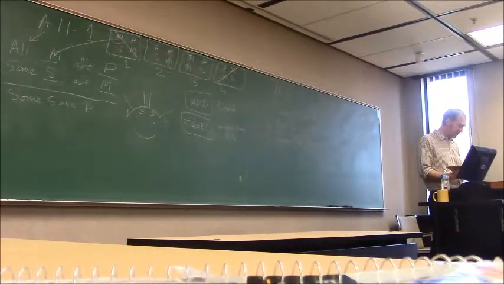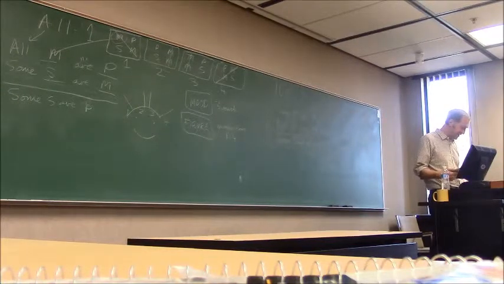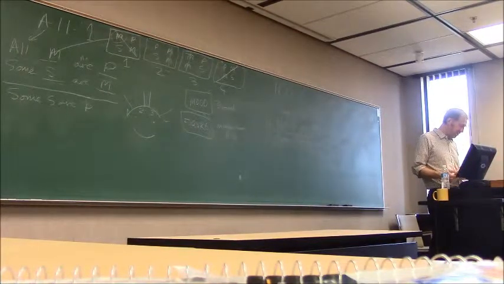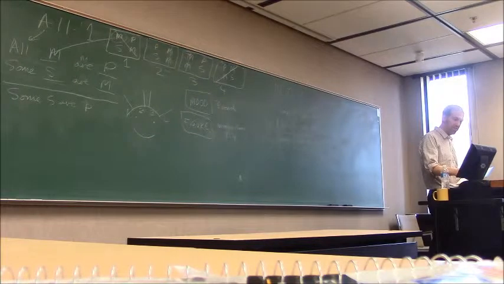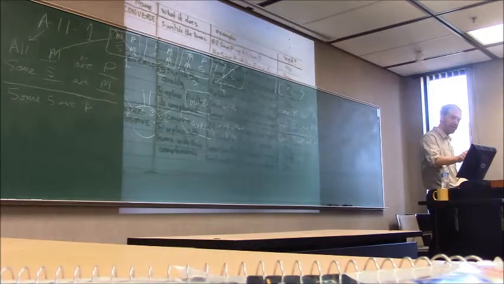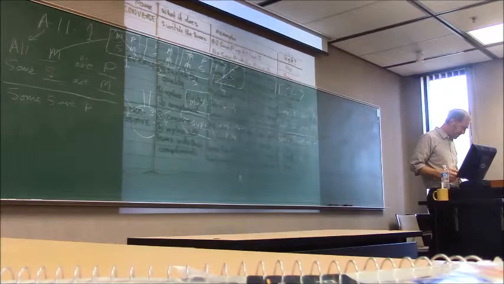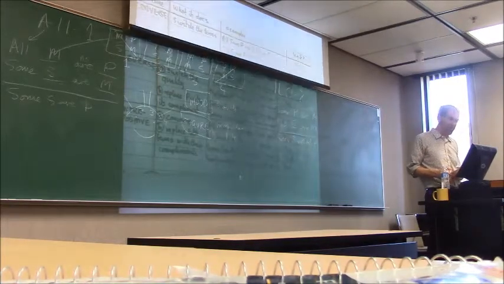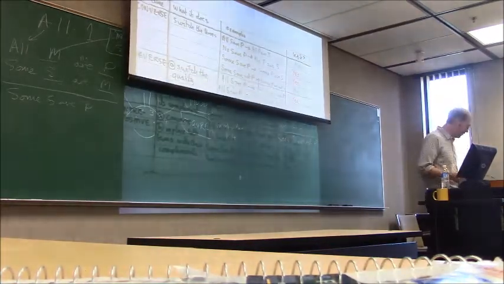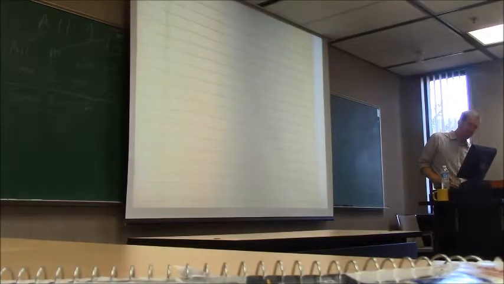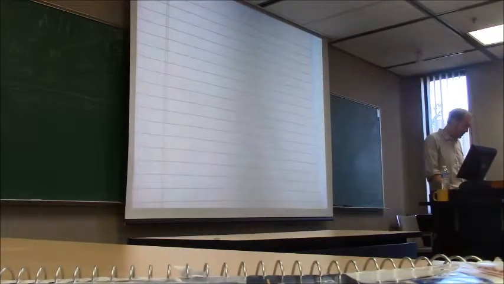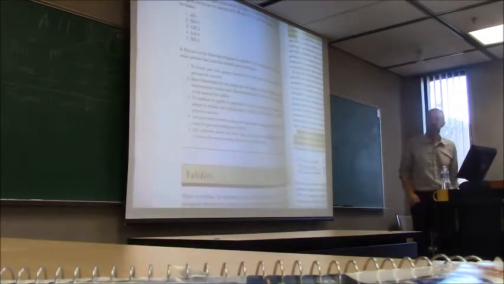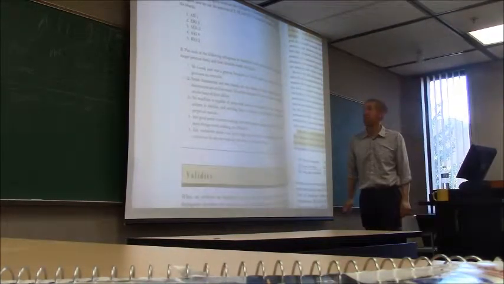Some bureaucrats are not chosen on the basis of their ability, and all bureaucrats are civil servants. Therefore, some civil servants are not chosen on the basis of their ability. All right. What is the first thing we have to do? As always, find the conclusion. What is the conclusion of this one? Some civil servants are not chosen based on their ability.